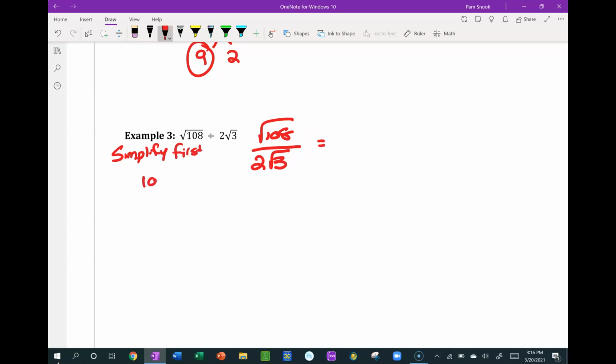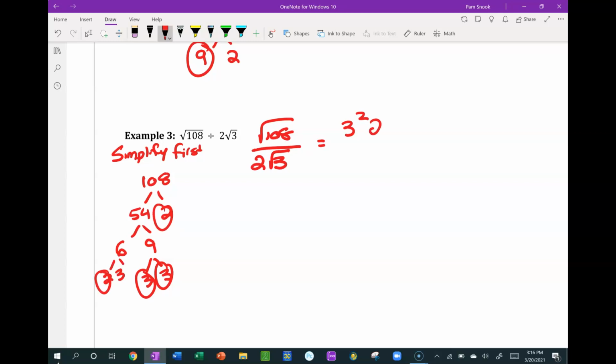So when I'm simplifying 108, the first thing that comes to my mind is 54 times 2. 54 is 6 times 9. That 9, that's a 3 times a 3. So I'm going to get a 3 squared. For the 6, I have a 2 times a 3. So I have another 2 squared. And then stuck under the radical is that 3. And in our denominator, it is still 2 square root of 3.